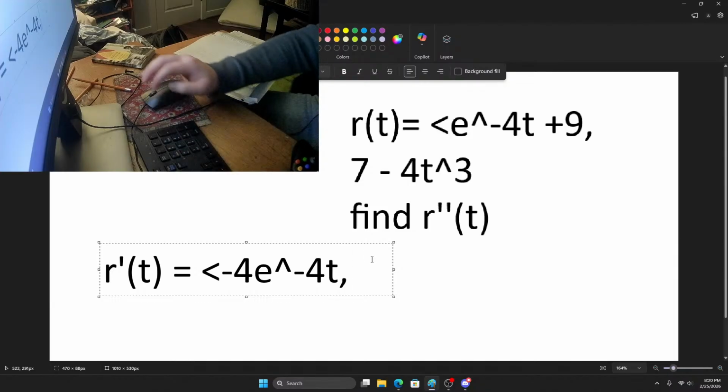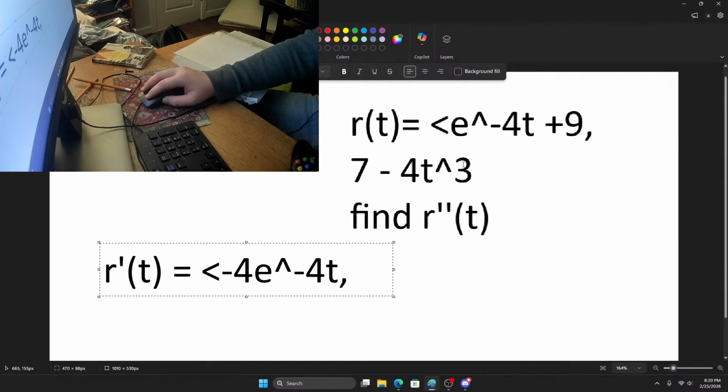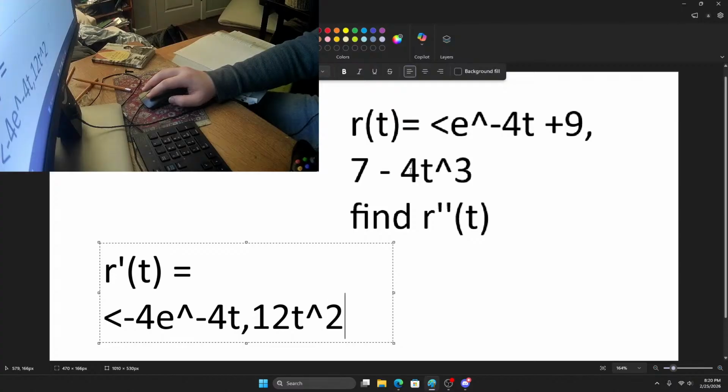So we only have to evaluate 4t minus 3. And there again, we can use the power rule, multiply 3 by 4, take away 1 from 3, and we get 12t squared.